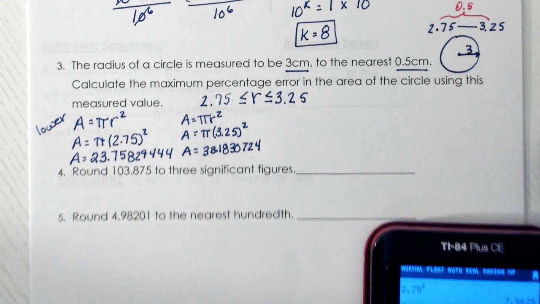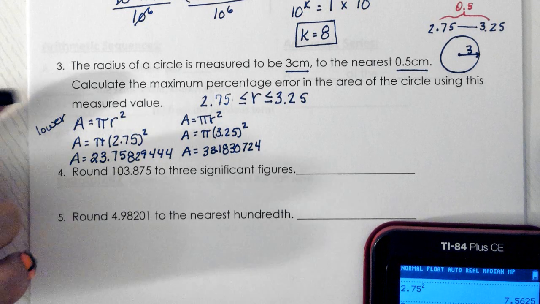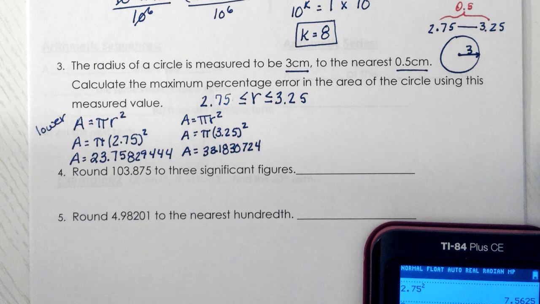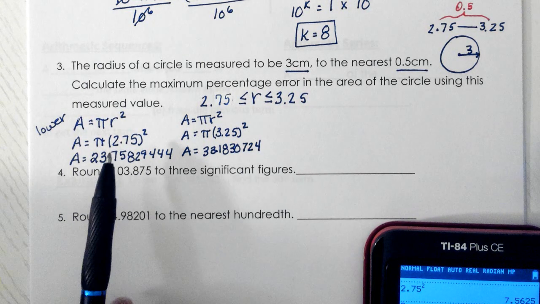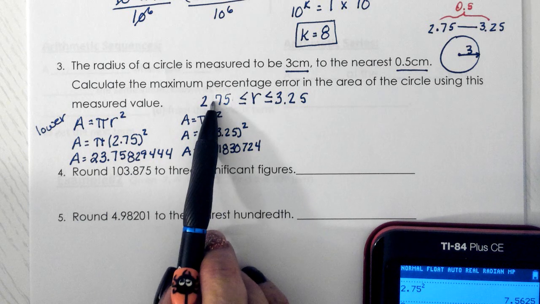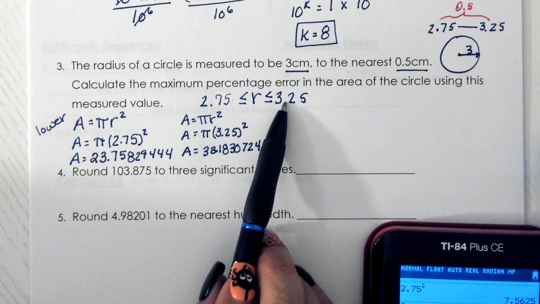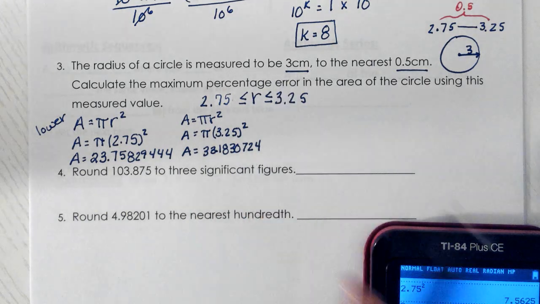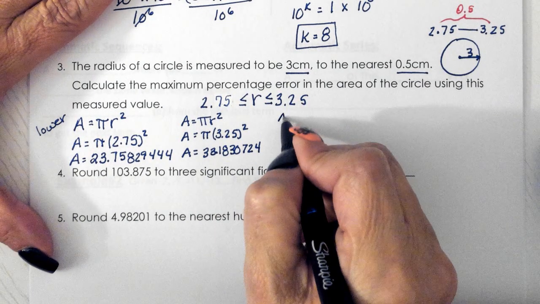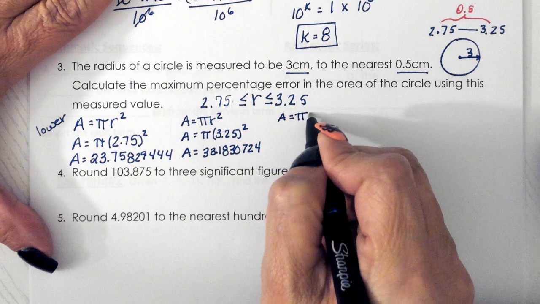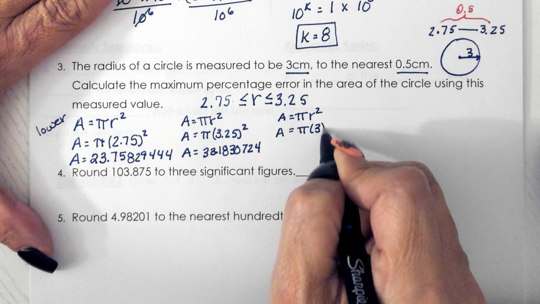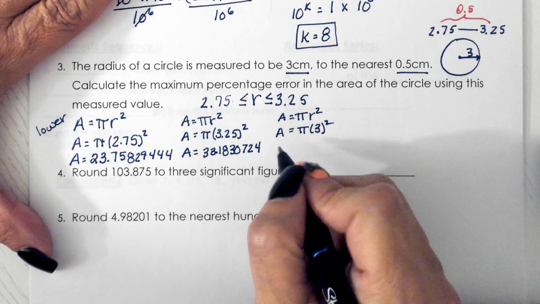So now what we want to do, what did this problem ask us to even do? Calculate the maximum percentage error. So I've got those. Now I need to calculate the exact. This is approximate at 2.75. This is approximate at 3.25. I know that the radius is actually 3, right? So let's calculate pi r squared again, but this time with the exact value, which we already know was 9.